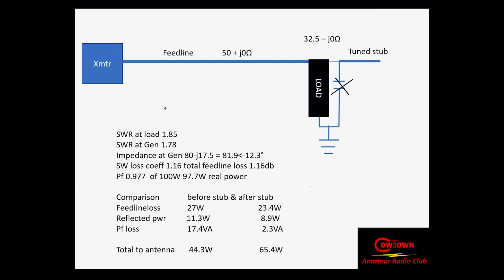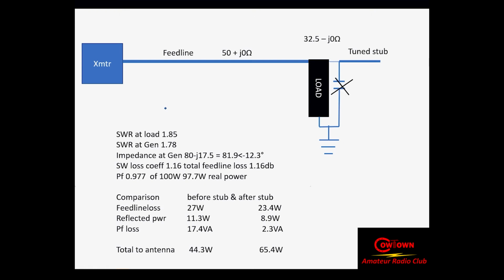And you say, yeah, great, big deal. It's not really that much. You're right, it's not. Reflected power, I was reflecting 11.3 watts before. Now I'm only reflecting 8.9 watts. Okay, it's a couple of watts. We ain't setting the world on fire. But look at the power factor loss. Kind of different, isn't it?